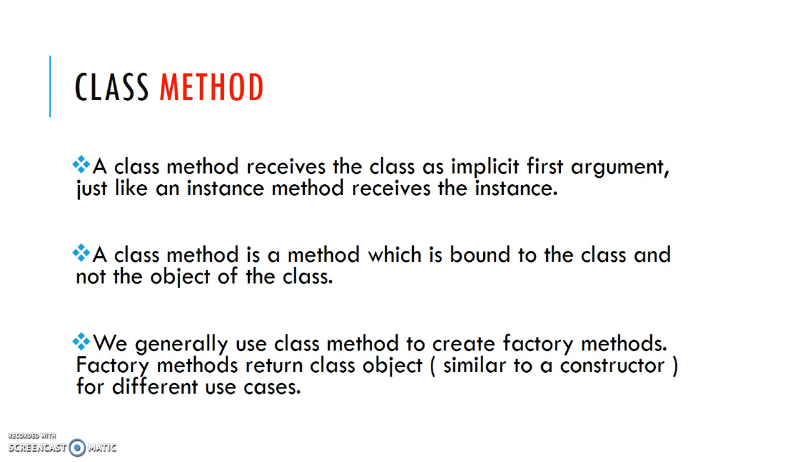So the basic difference between a class method and a static method is that a class method uses an implicit first argument as a class, but in a static method we are not receiving any implicit attribute as a class, or as an instance.